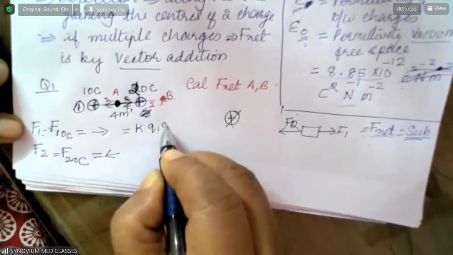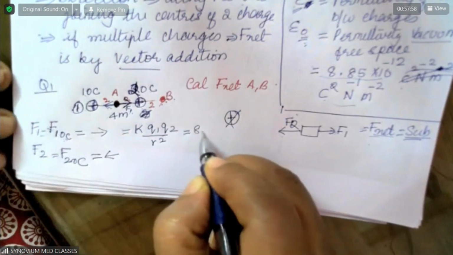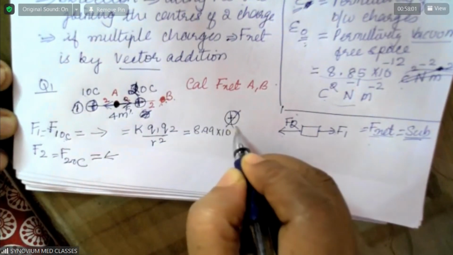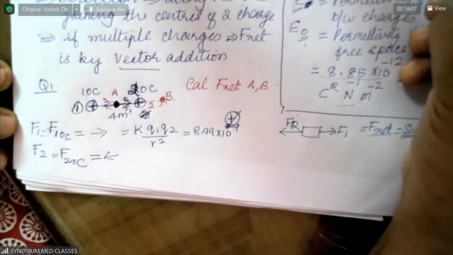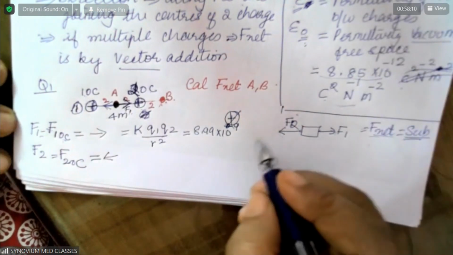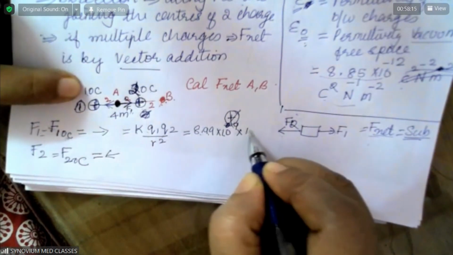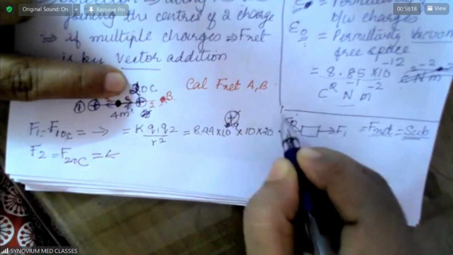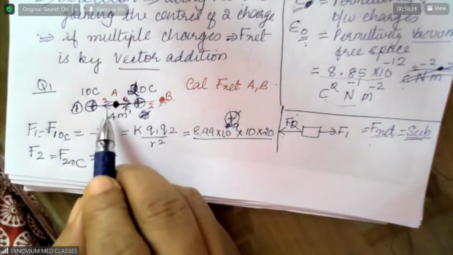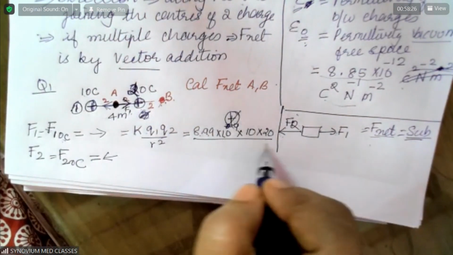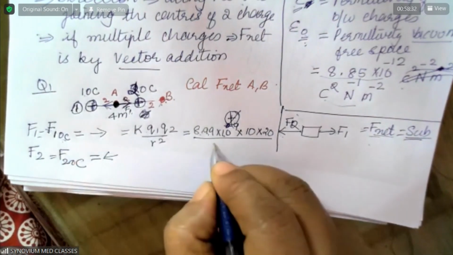Now, what is the magnitude? K Q1 Q2 by R squared. How much is K? 8.99 into 10 to the power of 9. So 8.99 into 10 to the power of 9, into Q1, which is 10, and Q2, which is 20, divided by the total distance, 4 meter, squared.